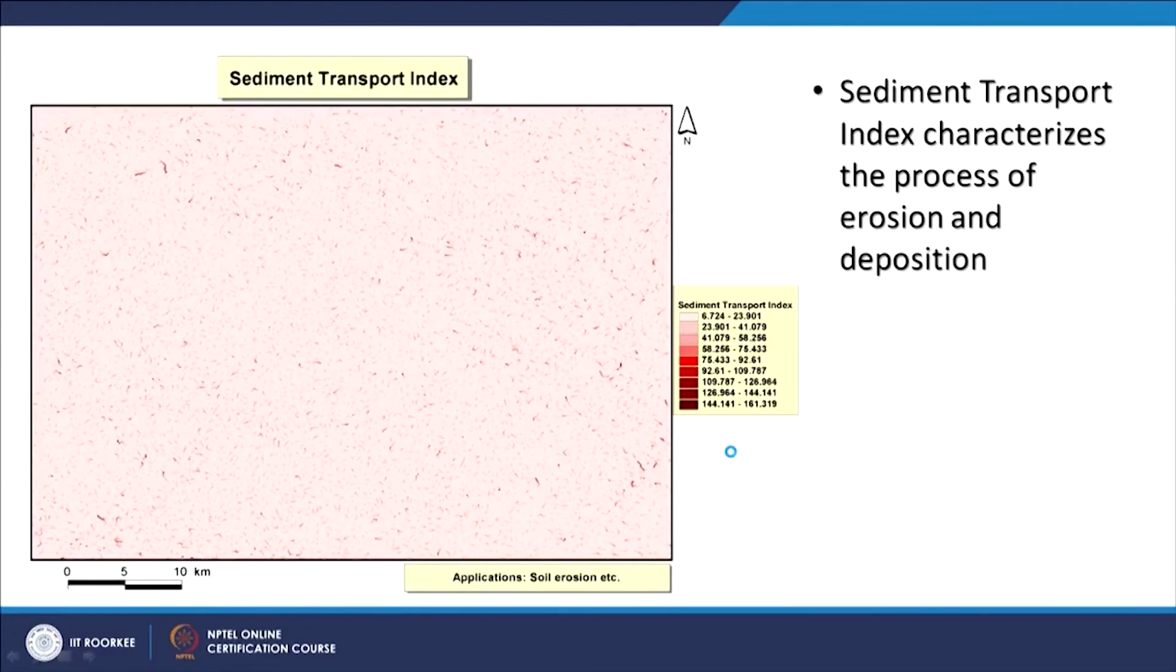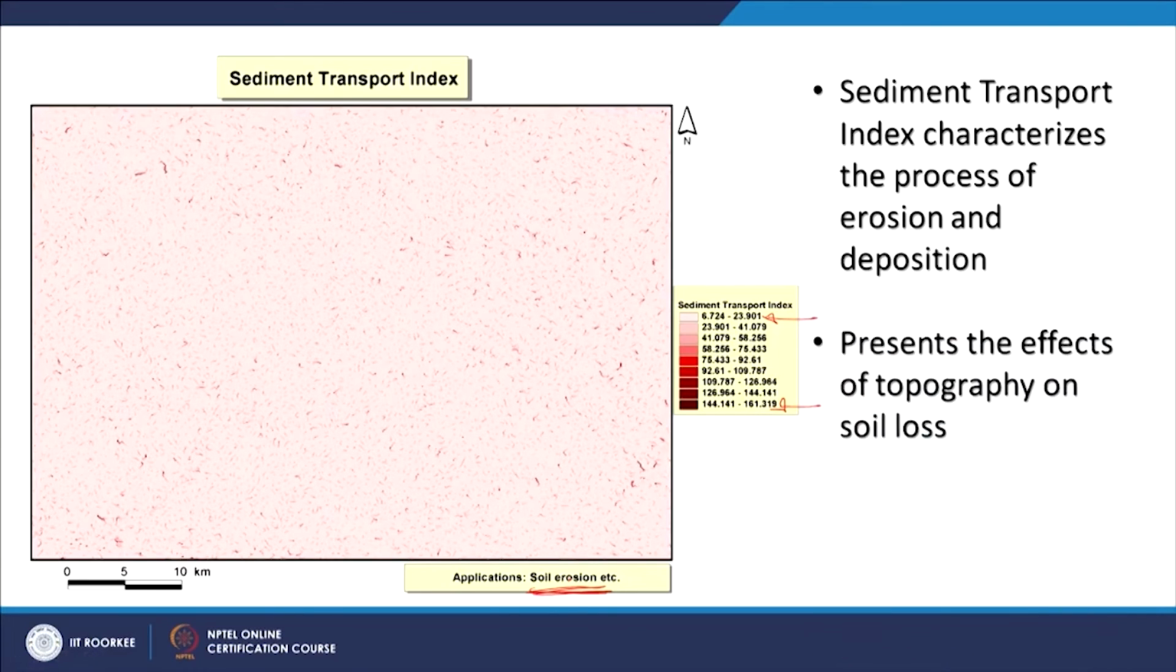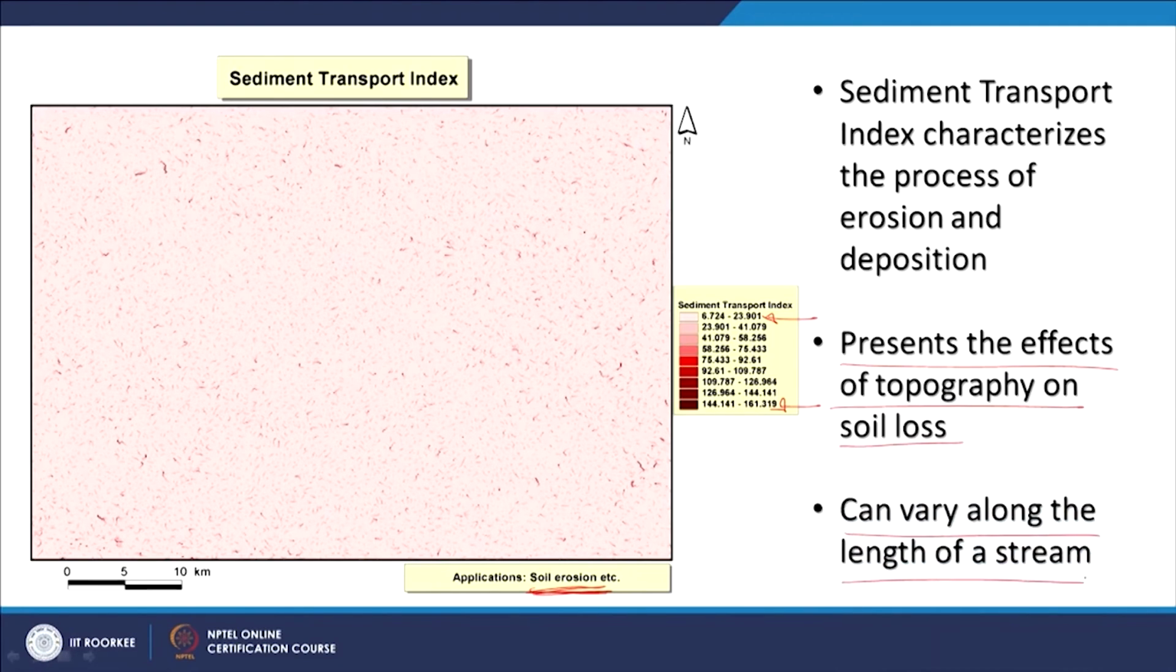Now, in this sediment transport map, which is again from the same input digital elevation model, you are seeing here light colored areas showing the low index value, whereas the dark ones are showing high index value. And application of this is mainly in the soil erosion studies. So, sediment transport index characterizes the process of erosion and deposition. So, wherever you are seeing all these dark areas, basically they are indicating the depositional areas. It presents the effects of topography on the soil loss and can vary along the length of a stream, of course.